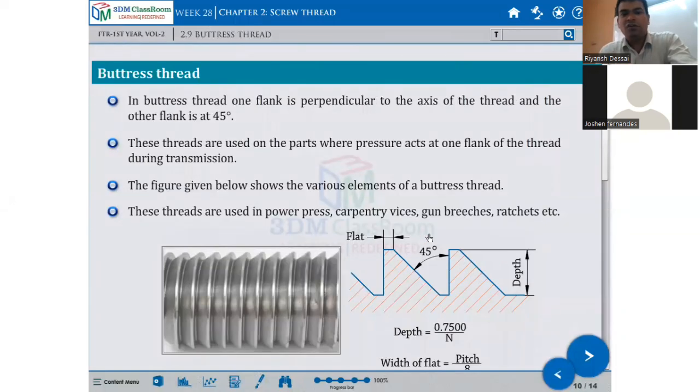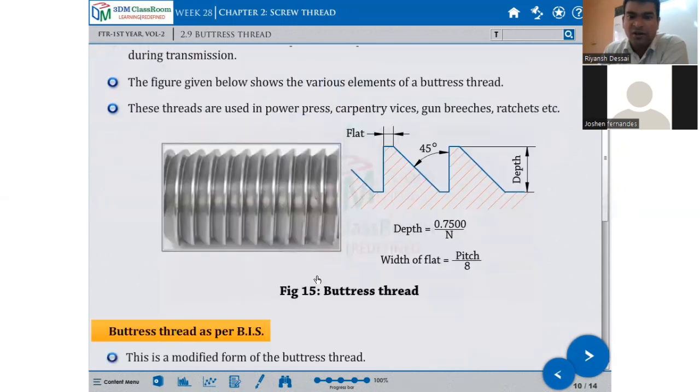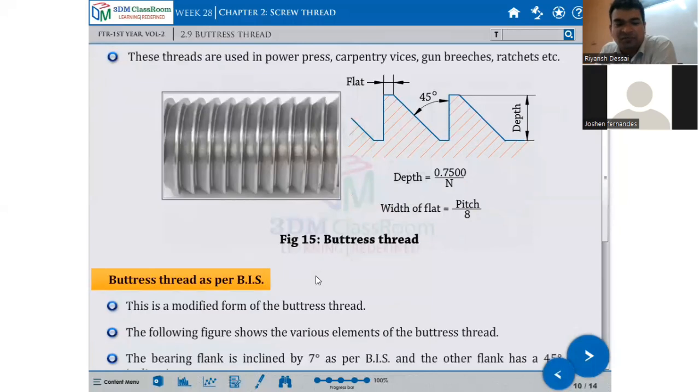These threads are used on parts where pressure acts on one flank of the thread during transmission. The pressure load is taken on the threads. This type of thread is associated with flywheels. The figures given below show the various elements of the buttress thread. These threads are used in power presses, carpentry vices, gun breeches, winches, and ratchets, etc. So where there is a continuous load or pressure force on the thread, you have to go for this type of thread. It is called the buttress thread.